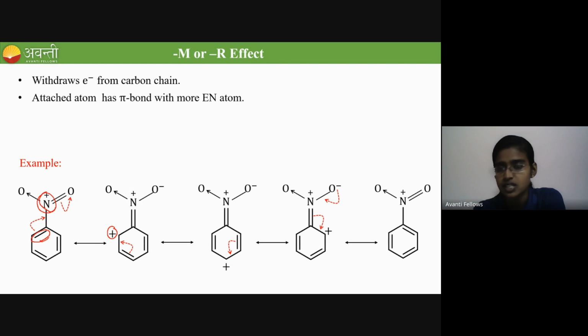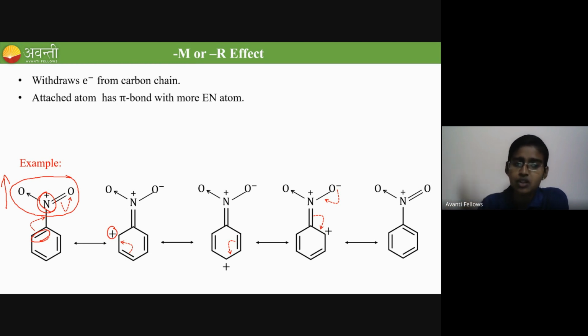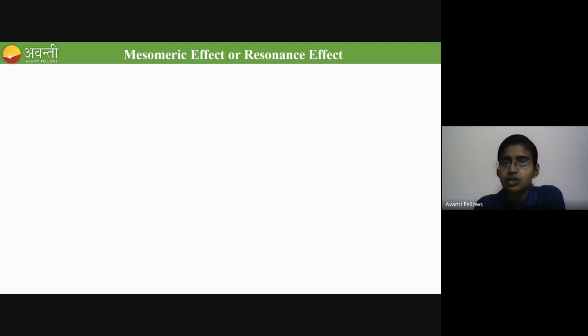We have 5 resonance structures, but the electrons are moving away from the ring. Electrons are moving away from the ring. Or I can say that the nitro group, this NO2 group, is withdrawing the electron from the phenyl ring. In the last case, OH has donated the electron, so it is called a plus R group. Now NO2 is withdrawing the electron from the ring, so it is a minus R group. Okay, so it exhibits the minus or negative resonance or mesomeric effect. Got it?